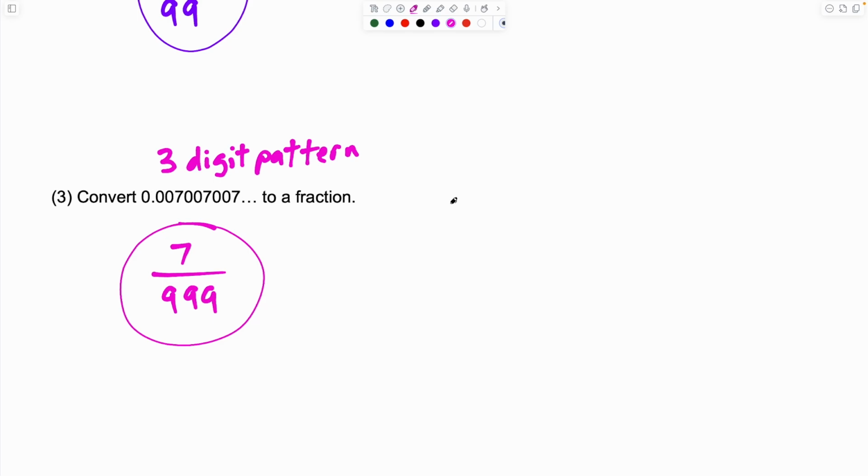Now, another thing to point out, let's say instead I had 0.07 repeating like this. So let's say that were the pattern. Then I would say that this is equal to 7 over, and then I put 2 9s like this, okay? So when there's 2 zeros and then a 7, I would put 3 9s like this.